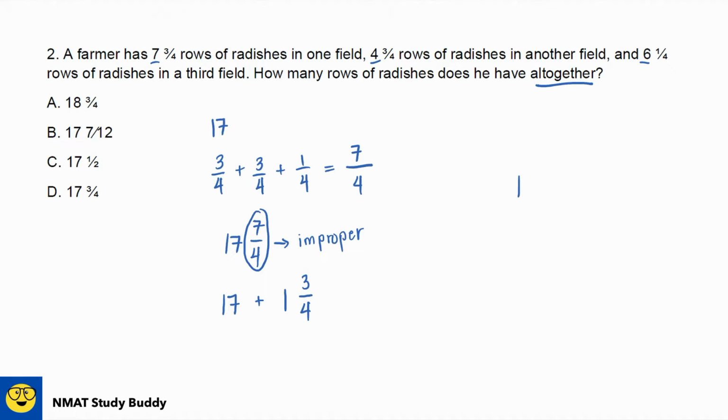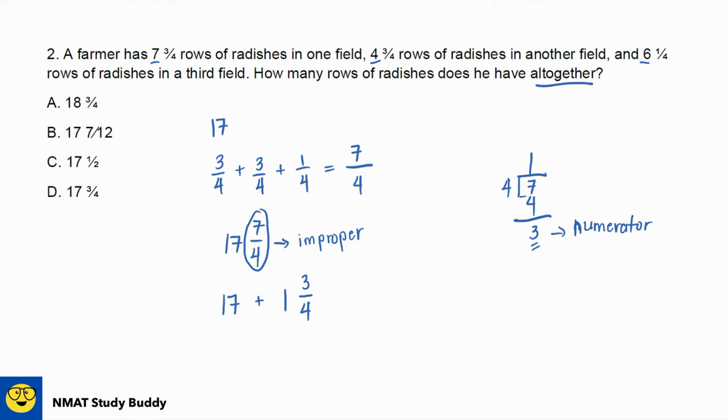Kung medyo unclear sa inyo, gawa lang kayo ng ganito. 7 divided by 4. Sa loob ng 7, merong isang 4. So, meron kang 1. 1 times 4 is 4. And then, subtract. So, you will get a remainder na 3. So, yung remainder mo dito, yan yung magiging numerator.